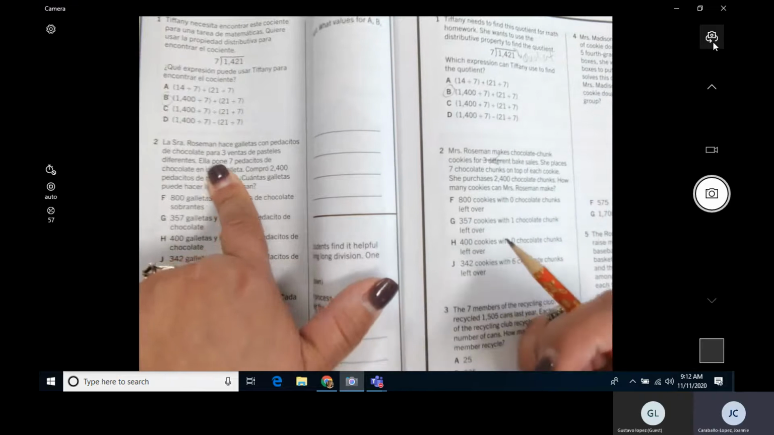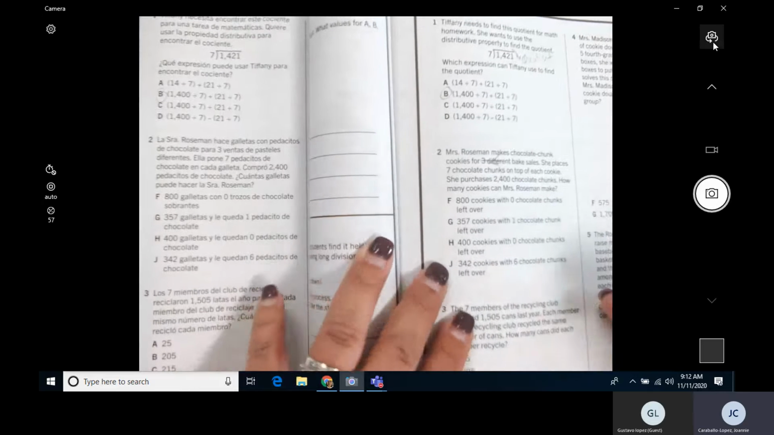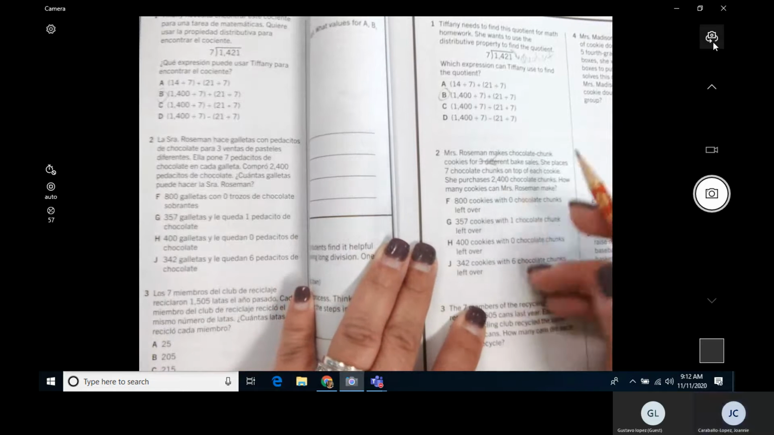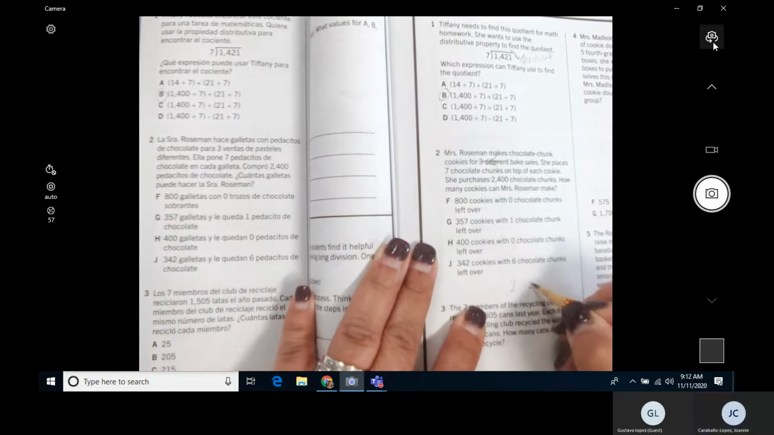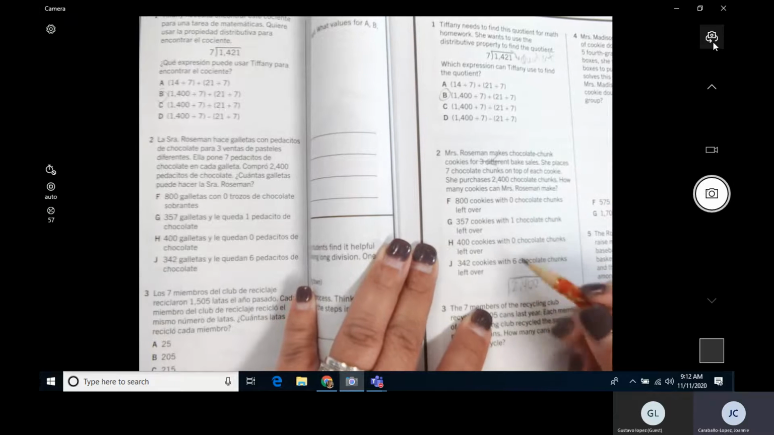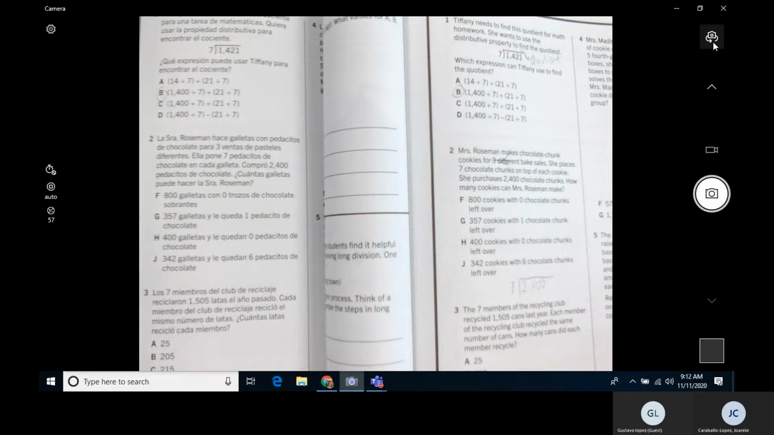¿Cuáles números vamos a dividir? Which numbers should we have divided? Anthony. 2,400. Exacto. So our dividend should have been 2,400 and our divisor should have been 7. ¿Todo el mundo sacó lo mismo? ¿Todo el mundo hizo lo mismo?